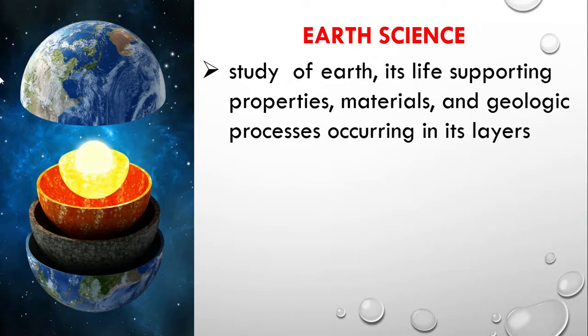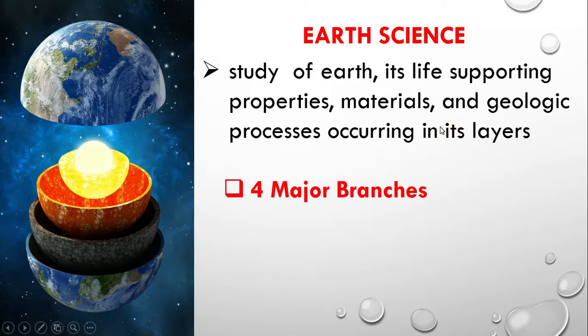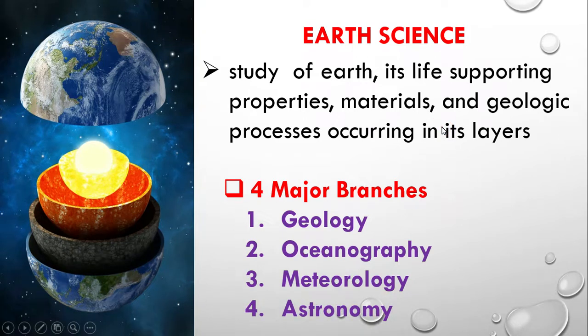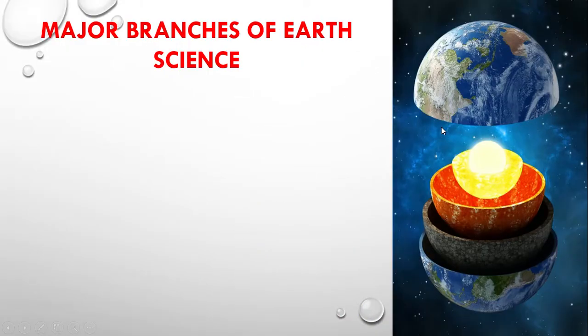So, Earth science is the study of Earth, its life-supporting properties, materials, and geologic processes occurring in its layers. There are four major branches of Earth science: geology, oceanography, meteorology, and astronomy. First, let us talk about geology.